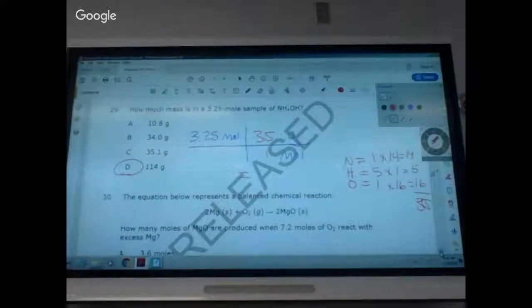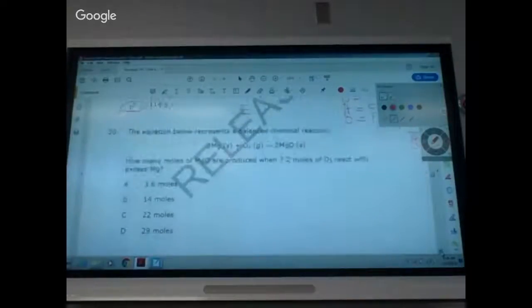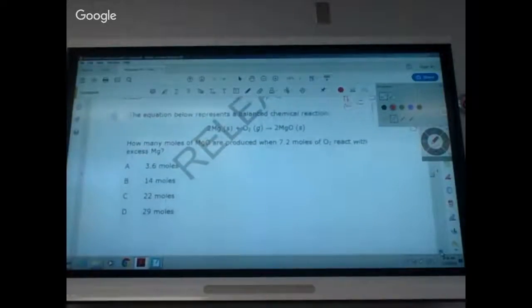If there's a compound you can use to separate from that too. Yes, a whole bunch. All right. So, in number 30, you have stoichiometry.